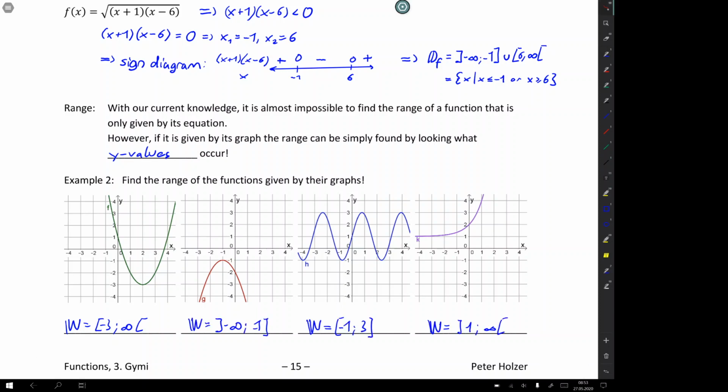By the way, in this context, you don't have to care about whether the brackets are closed or opened. We can't really read that off, obviously, except for infinity, where it's always opened. But otherwise, whether this point, the -3 here, is really on the graph or not, we can't know. So don't care too much about that.